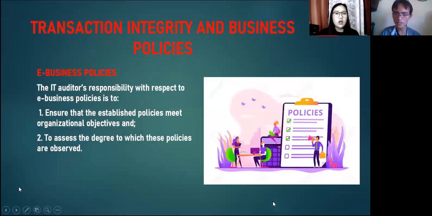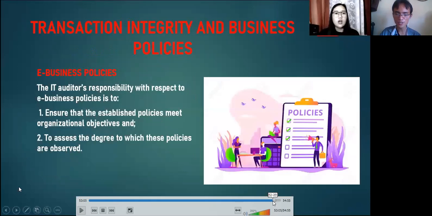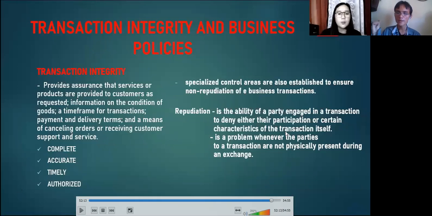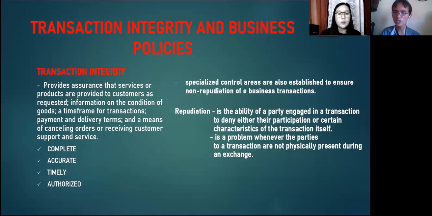A while ago there was a mention of repudiation, and that is a very important concept. It is the ability of a party engaged in a transaction to deny either their participation or certain characteristics of the transaction itself. For example, say there is an order online. If that party can immediately dismiss any participation in the transaction, that is very dangerous to the organization, since others will just place prank orders, and later upon claiming, nobody will pay the price.